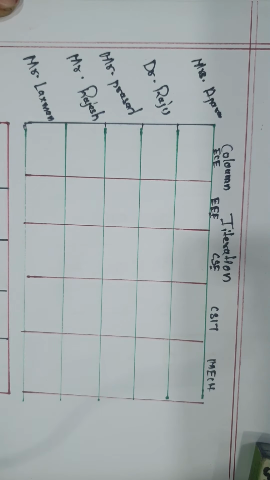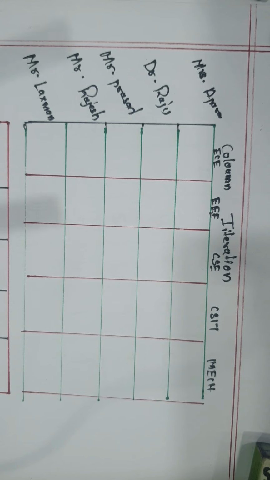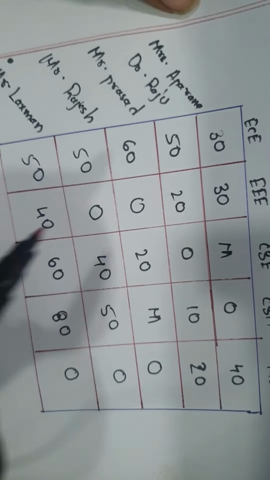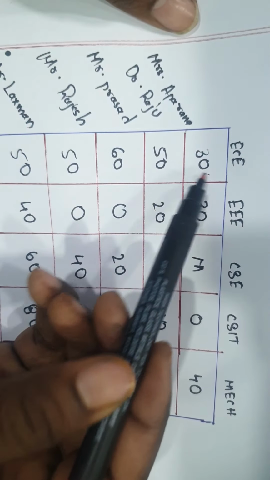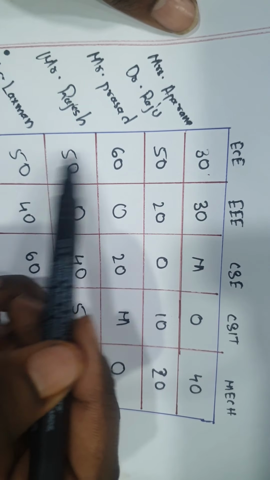Like this, the values are given. Next you have to go for the row iteration. When row iteration is over, next you have to go for the column iteration. In column iteration, what you have to do? As you can see, if you are finding any 0, you have to write it down as it is. In this ECE column: 30, 50, 60, 50, 50. Which one is the least value?